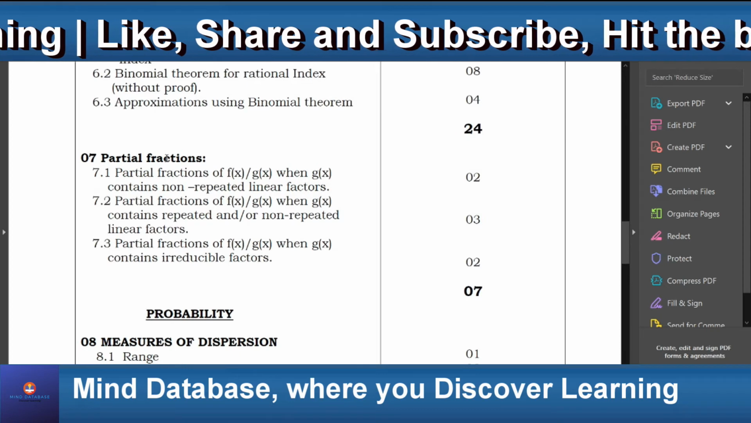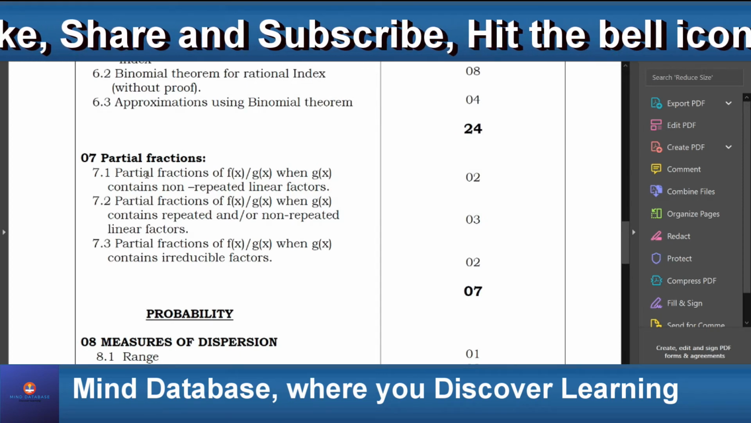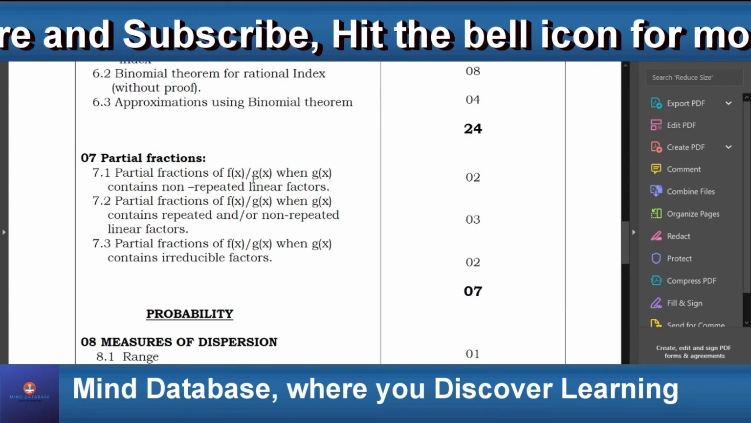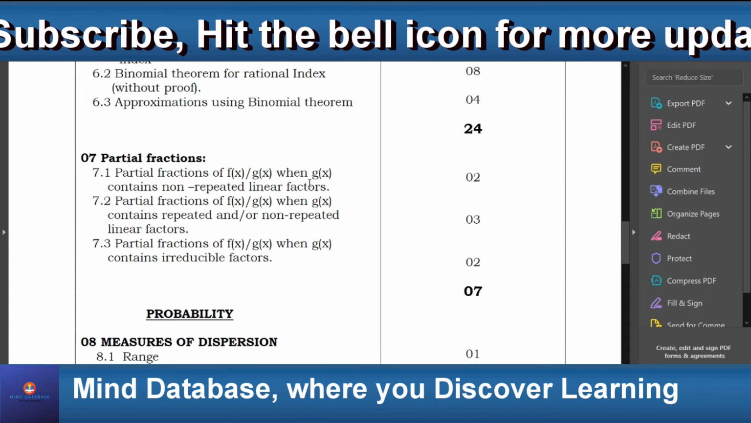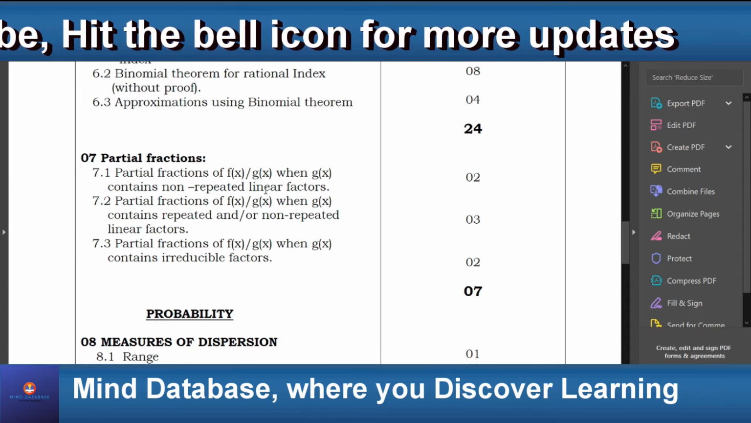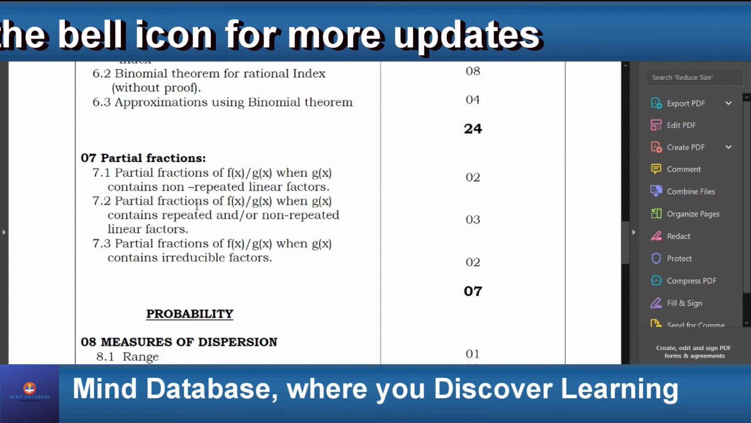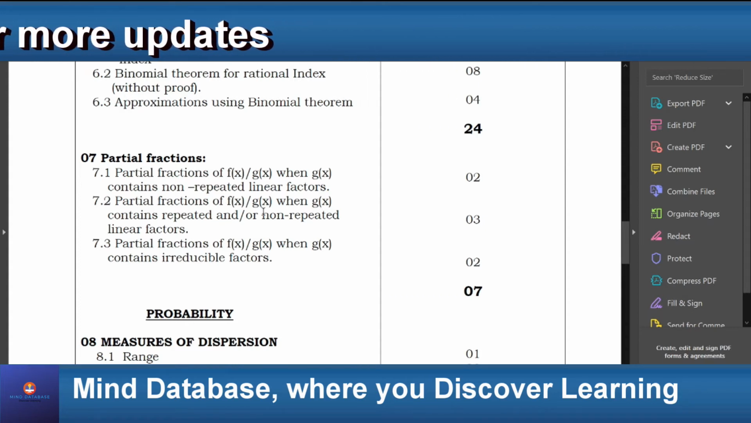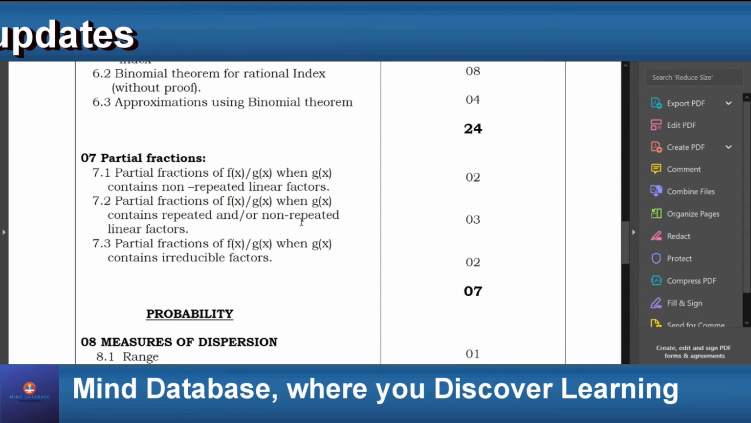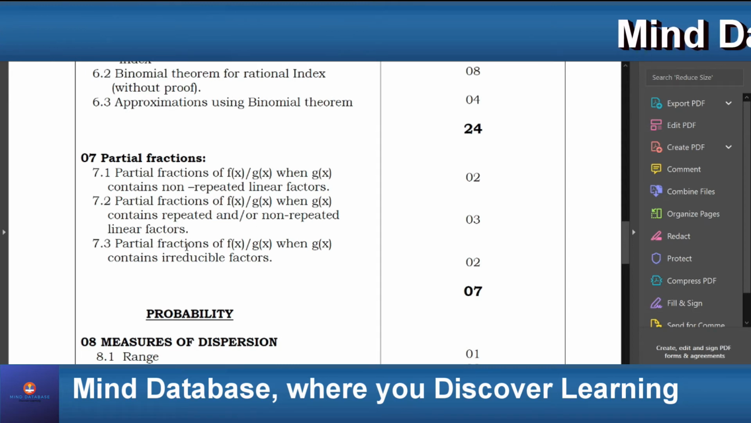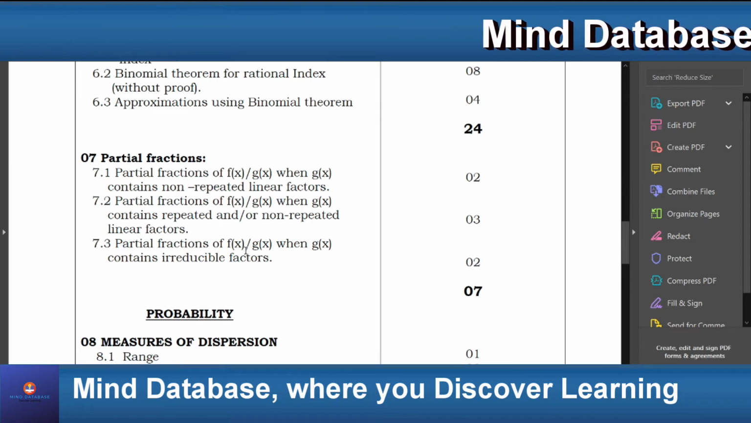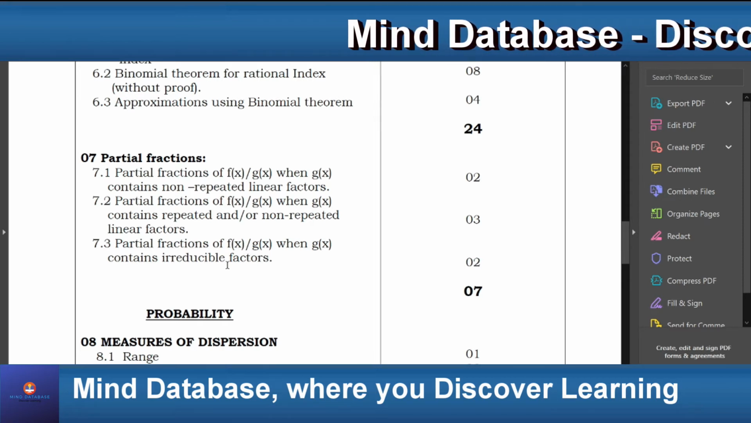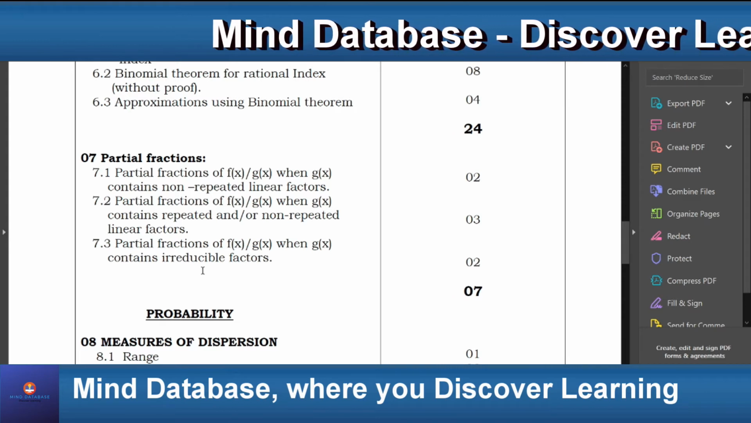Next chapter. In this chapter, we learn about partial fractions of f(x) by g(x) when g(x) contains non-repeated linear factors, partial fractions of f(x) by g(x) when g(x) contains repeated and/or non-repeated linear factors, partial fractions of f(x) by g(x) when g(x) contains irreducible factors.